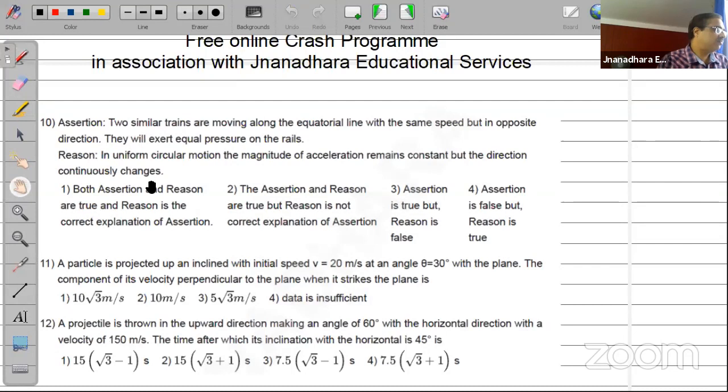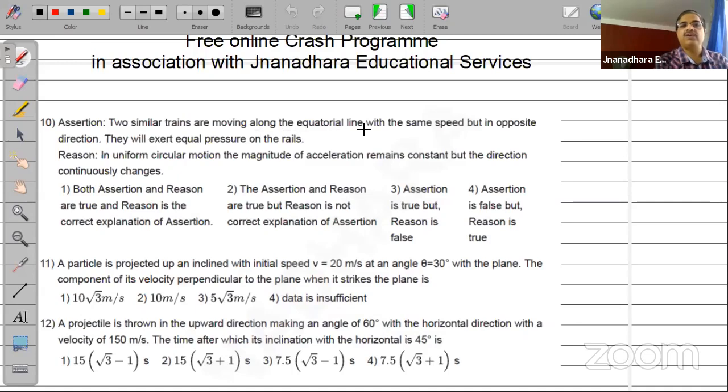Okay, 10th question. Two similar trains are moving along the equatorial line with the same speed, but in opposite direction. They will exert equal pressure on the rails. This is something to do with your circular motion. In a uniform circular motion, the magnitude of acceleration remains constant, but the direction continuously changes.